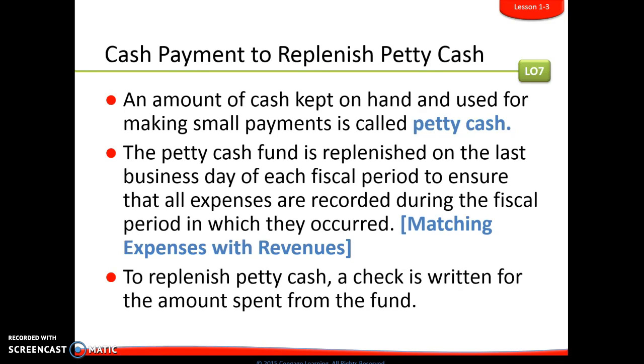Petty cash. We've dealt with petty cash before. That's the amount of cash kept on hand and used for making small payments. The petty cash fund is replenished on the last business day of each fiscal period to ensure that all expenses are recorded during the fiscal period in which they occurred. So we want to make sure if we're using that petty cash to pay for a miscellaneous expense or advertising or whatever it might be, that we're recording that expense in the same fiscal period that we used it. To replenish petty cash, a check is written for the amount spent from the fund.